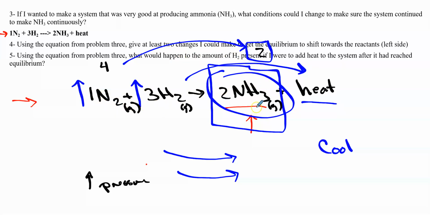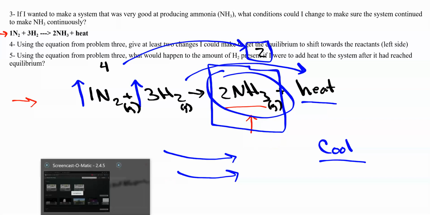So in summary, I can increase the amount of N2 and H2 present. That would produce more NH3. I could cool the system. That will cause it to want to produce more heat. That would produce more NH3. And I could increase the pressure. That would also increase the amount of NH3 produced.